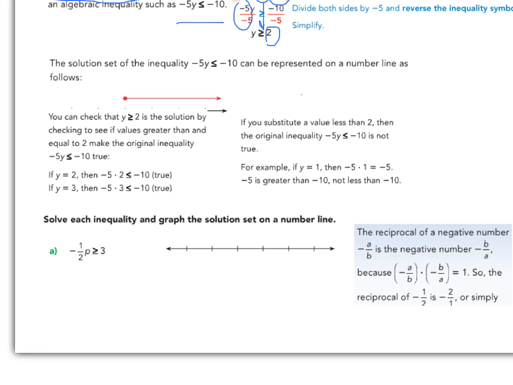All right, so let's go down to this one right here. It says negative 1/2 p is greater than or equal to 3. Okay, so this is a basic one-step equation. To undo multiplication, we divide, but we don't divide fractions, we multiply by the reciprocal. And our reciprocal of negative 1/2 is negative 2 over 1. Now, since the number we're multiplying or dividing by is negative, we need to flip the symbol. So instead of greater than or equal to, we're going to have less than or equal to. And 3 times negative 2 is negative 6. So we started with a positive 3. We're ending up with a negative 6, which is why we flipped it.